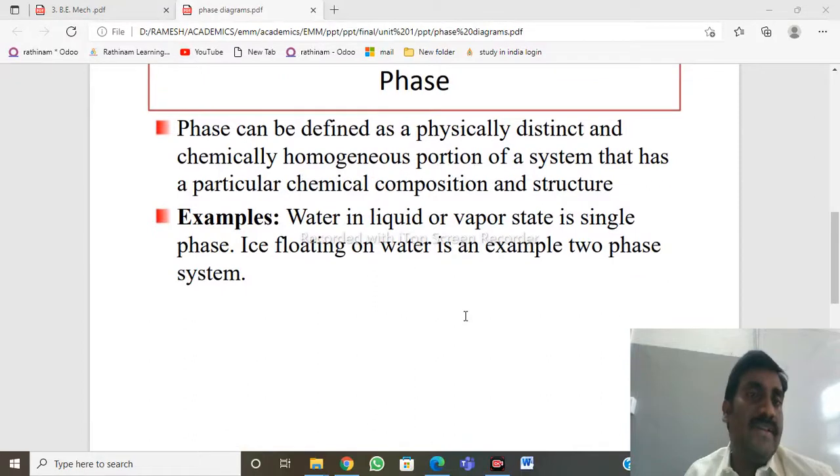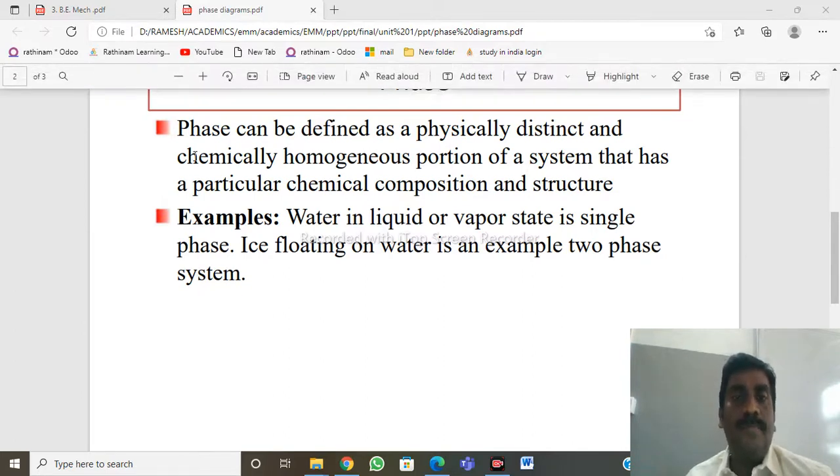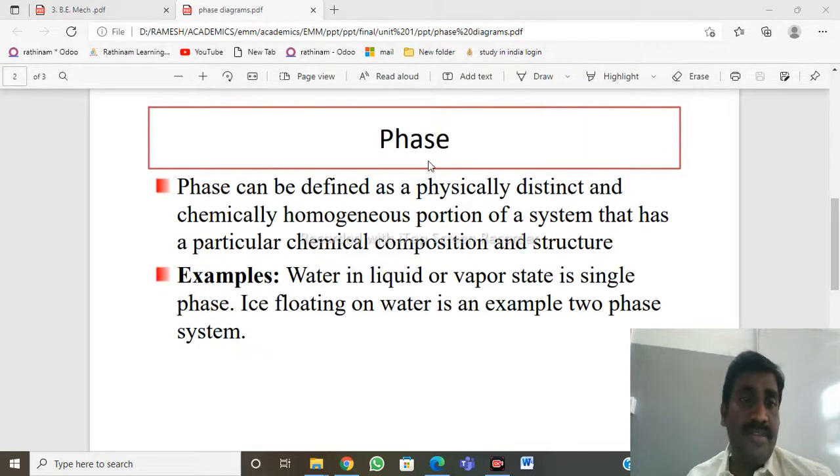So what is meant by phase? A phase is defined as a chemically homogeneous portion of a system that has a particular chemical composition and structure. Chemical composition is nothing but, if you are considering an alloying element, then two or more elements will be present in the material. At the time we are melting that material, what happens? The chemical composition of that material takes on some different characteristics. So this has to be found out with the help of the phase diagram.